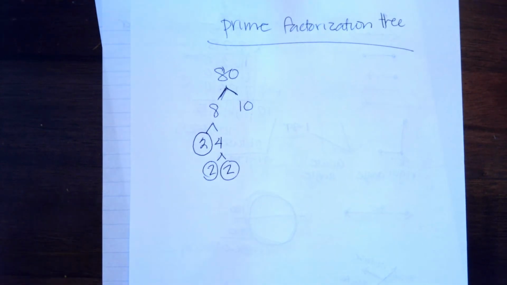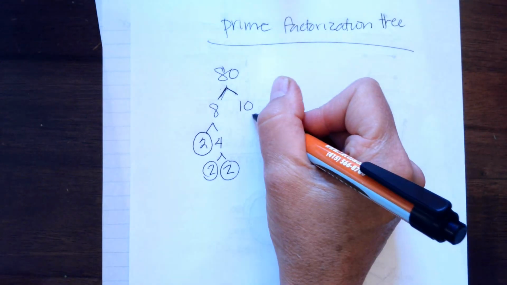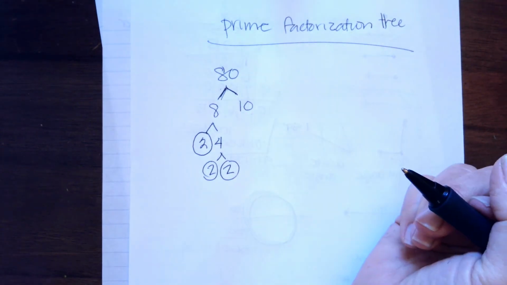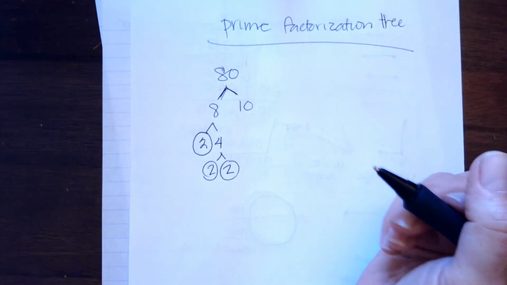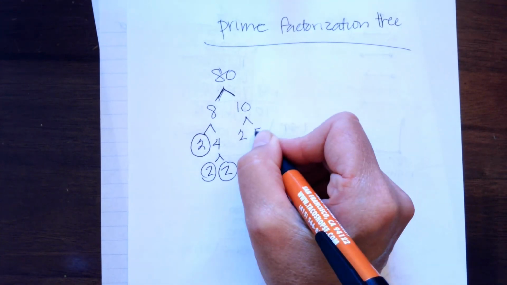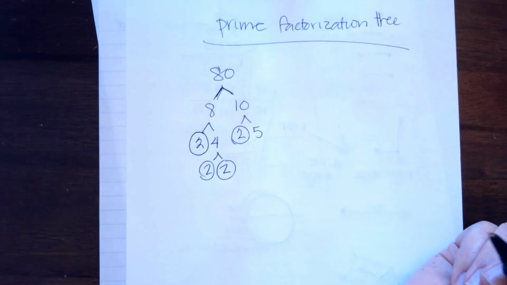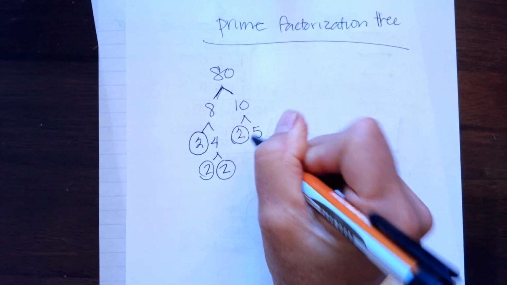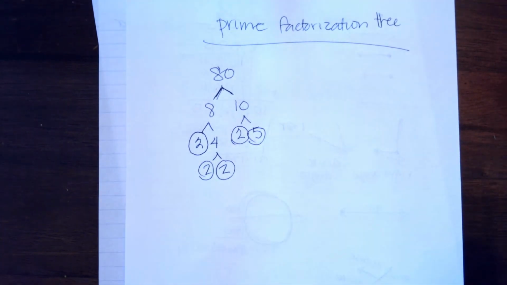Does that make sense? Are you with me so far? Mm-hmm. Awesome. Now I have to deal with this 10. I have to keep dealing with all the numbers until they are all circled. So 2 factors of 10 are 2 and 5. And I circle my 2 because it's a prime number. And I circle my 5 because that's a prime number.